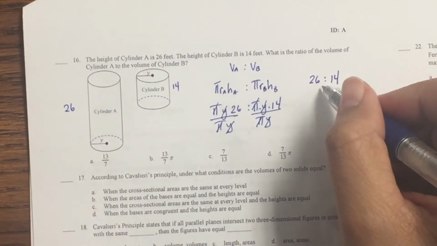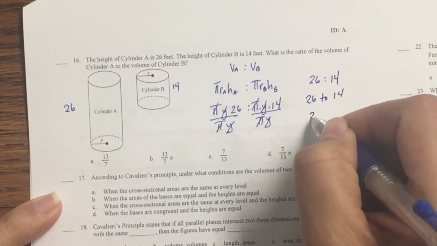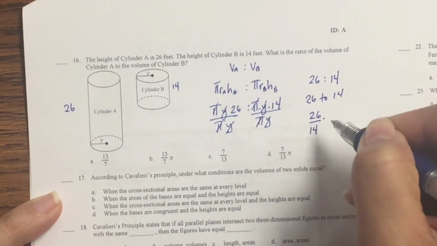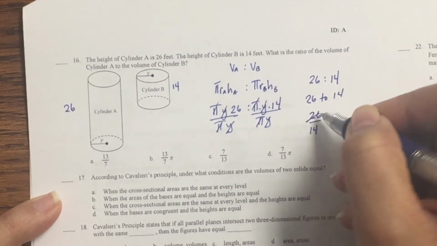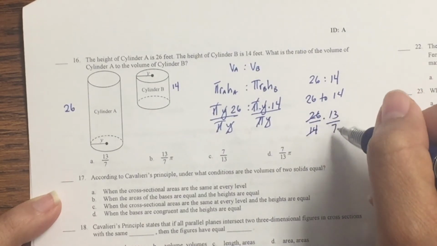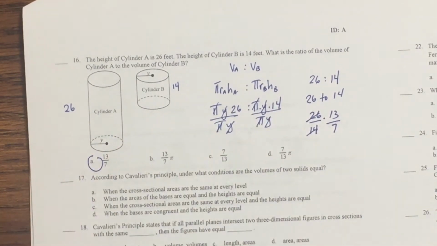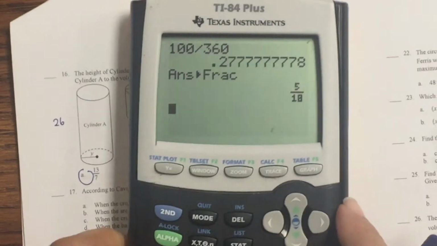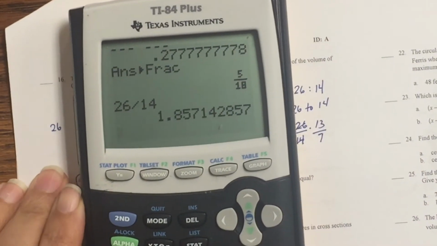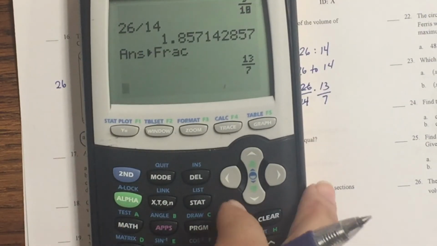Now a ratio can be written with a colon. It can be written in words, 26 to 14. Or it can be written as a fraction, 26 over 14. And then we can just simplify this. What goes into 26 and 14? 2. 2 goes into that 13 times. 2 goes into that 7 times. So I'm looking for 13 over 7. And there's no pi in the answer, so 13 over 7. Okay? You could use a calculator and put 26 divided by 14. Then you just hit math, enter, enter. It'll give you back the lowest fraction.